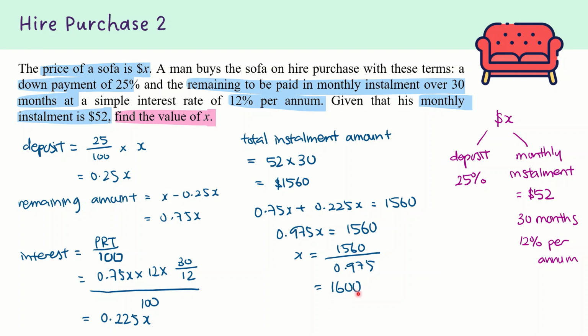I hope that you could follow this example and understand how we go about solving it, because it is not your usual conventional one, whereby in this case we are supposed to work in reverse rather than being given the selling price and then working forward.